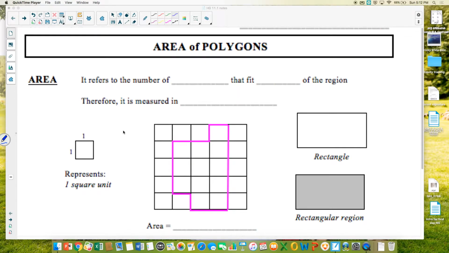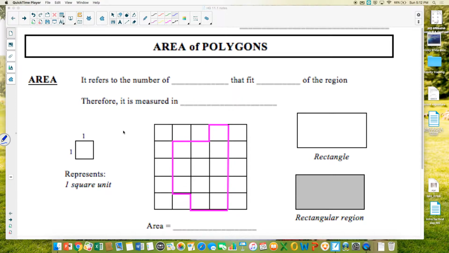All right, guys. For this chapter, at least part of this chapter, I'm going to start doing recordings for you. We talked about kind of flipping the classroom, and I'm hoping this works well because I'm going to get more questions answered in class. Section 1 in Chapter 11 is on area of polygons.